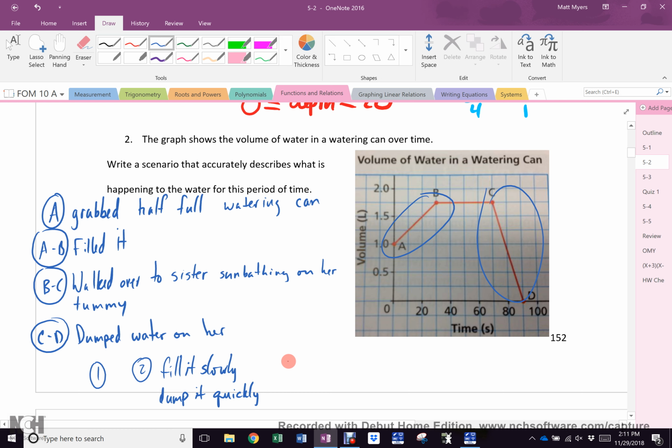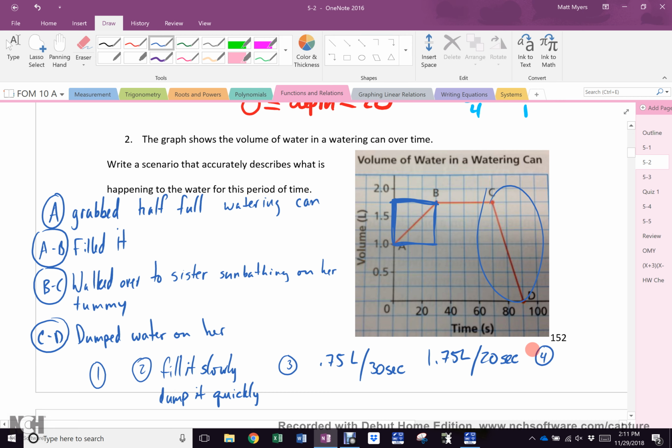How will you meet my expectations? What is everything you could tell me about this? You can't get that from the graph. But you can get how long it took, can't you? How much did I fill it? 0.75 of a liter in how long? 30 seconds. And I dumped it at 1.75 liters in how long? 20 seconds. Everybody with me? That would get you a 3.